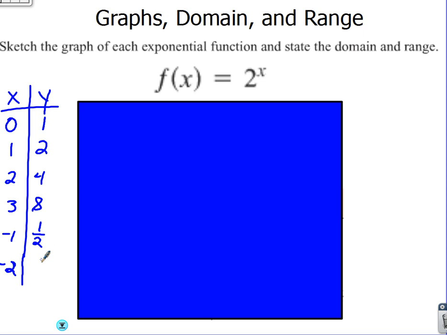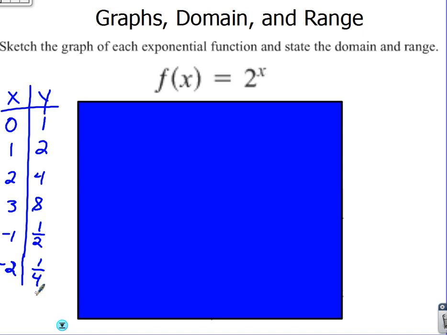2 to the negative 2 would be a 4th. 2 to the negative 3 would be an 8th. Does anybody see an asymptote line there? 2 to the negative 4 would be a 16th. 2 to the negative 5 would be 1/32. You're getting closer and closer and closer. Think about it. 1 over 16, 1 over 32, 1 over 64, 1 over 128, 1 over 10 million.